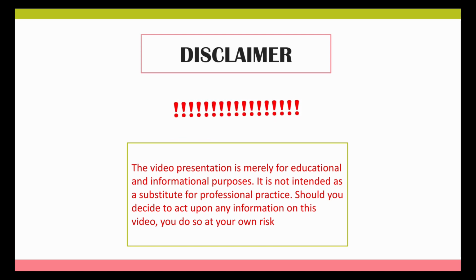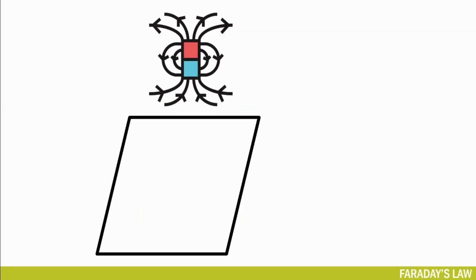Now, we are moving to the introduction of Faraday's law. Enjoy! Now we have a conductor loop and a magnet. The magnet will create a magnetic field around it, which flows from the north to the south pole. So now let us exert a force to move the magnet downwards.